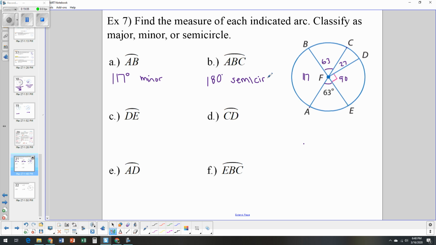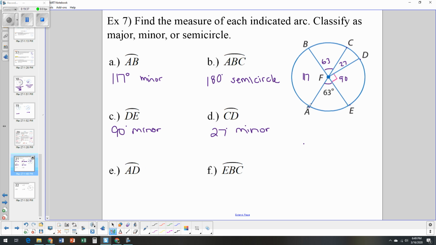I have to abbreviate these. DE, 2 letters, so I can already tell this is going to be a minor arc, but DE, shortest way to get from D to E between these 2, so that's going to be 90 degrees. And that, again, we said was a minor. Same with arc CD, 2 letters, shortest way to get from C to D here would be the 27 degrees. Another minor arc.